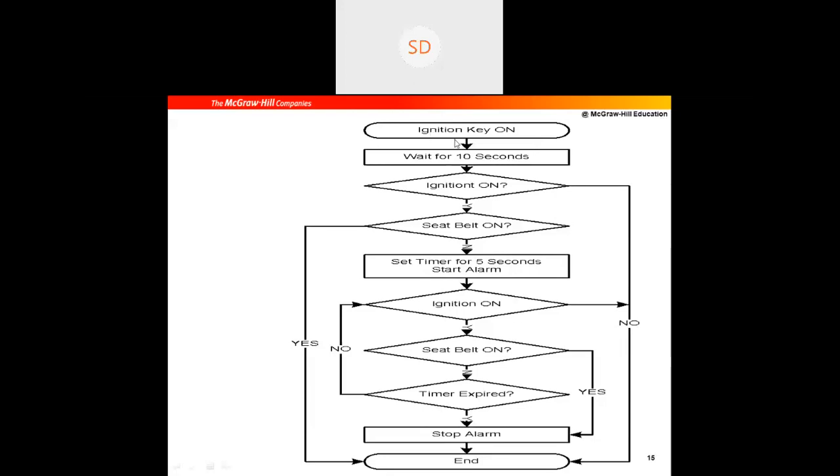The next step is, once the key is turned on, as we are designing an alarm system, as per the requirement we have to wait for 10 seconds. For what? To fasten the seatbelt. So wait for 10 seconds. After 10 seconds, you are supposed to check. What are you supposed to check? Check whether the ignition is on.